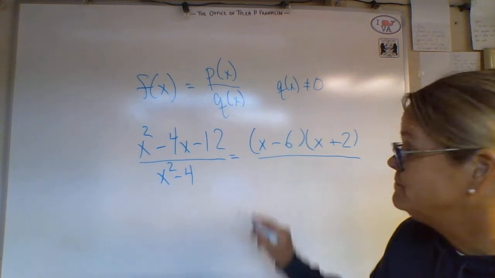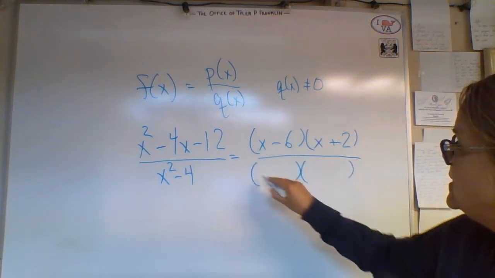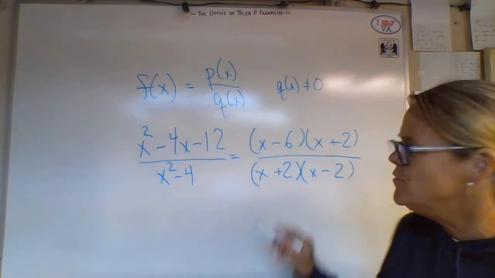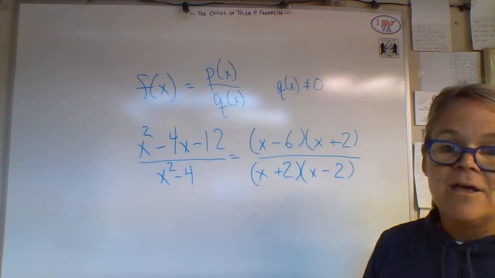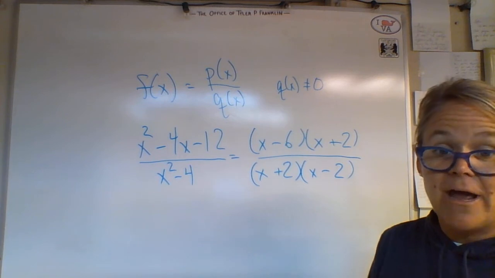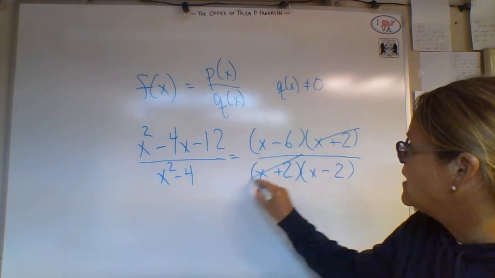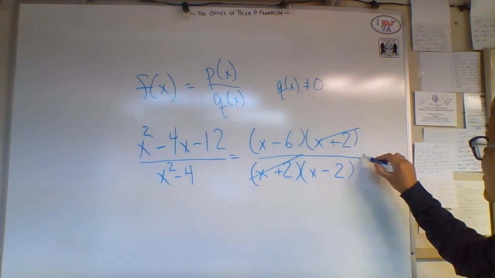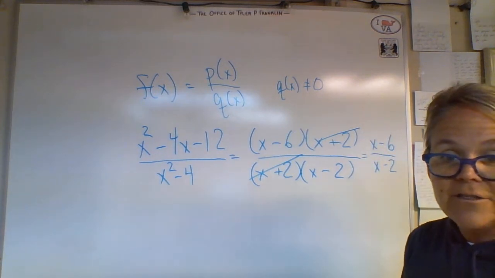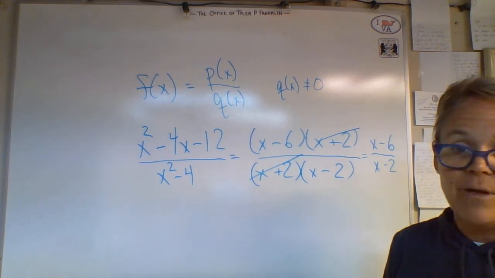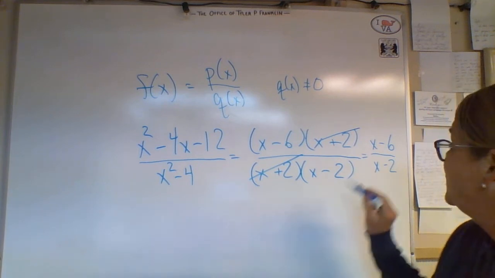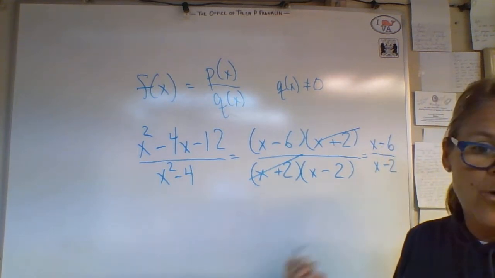X squared minus 4, perfect squares being subtracted, factors to x minus 2 times x plus 2. Now, if you look at that, that's time to look: now you're multiplying, so what could I cross off? The x plus 2 is a common factor. So your answer is x minus 6 over x minus 2. You can't cross off the x's because they're not being multiplied. You can't take 6 divided by 2 and tell me it's 3 because that's subtraction.